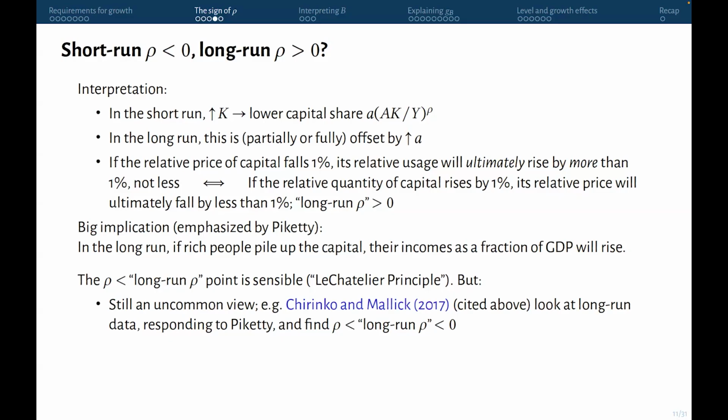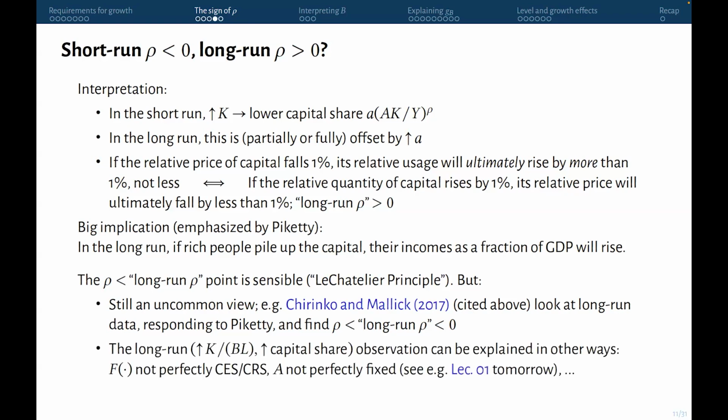At least one paper is very explicitly responding to the Piketty point, and they find that the long run substitutability is higher than the short run, but it's still negative. And again, we're going to see incidentally as we go along dynamics that can produce an increase in the effective capital to labor ratio alongside an increase of the capital share without implying that we've had gross substitution this whole time. Just keep an eye out for that tomorrow.